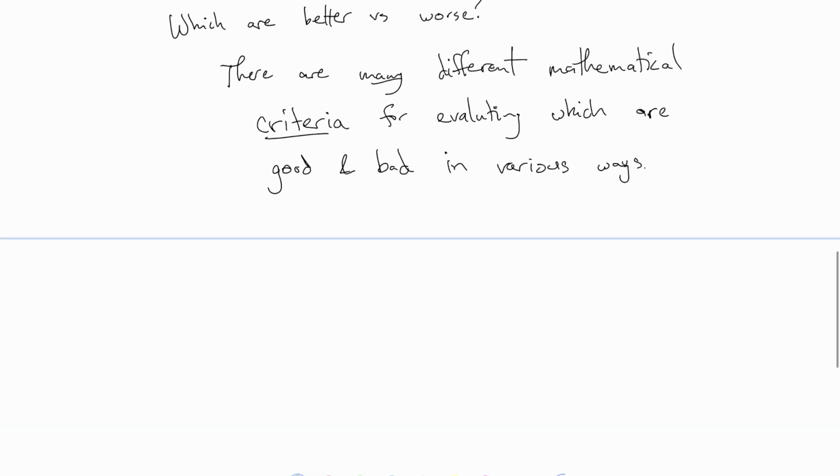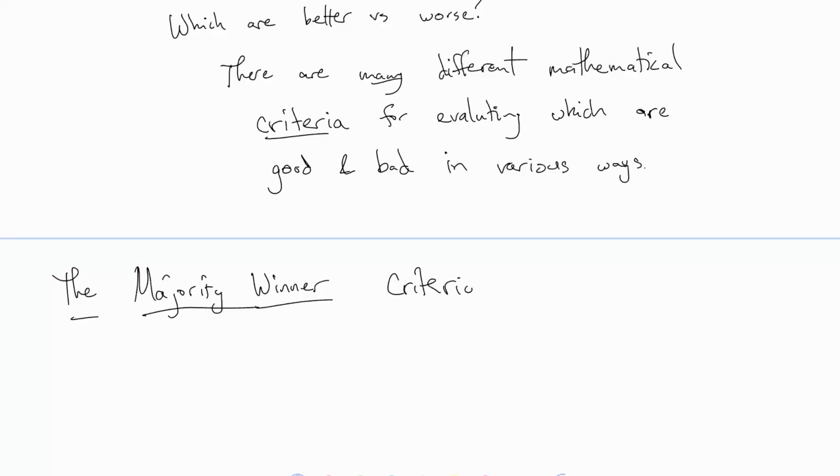What I would like to discuss is what is called the majority winner criterion. This is the singular of a criteria. So this is one specific way that you could look at these various systems and try to determine if they are fair or not. All right? Like I said, there are many other ways that you could try to look at these systems and try to decide if they're fair or not.